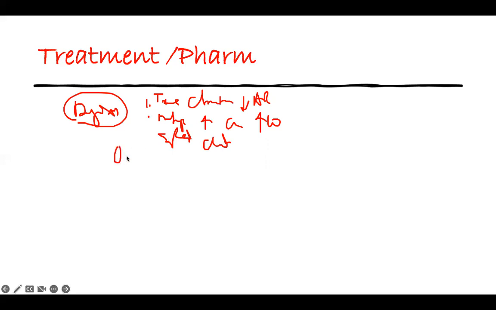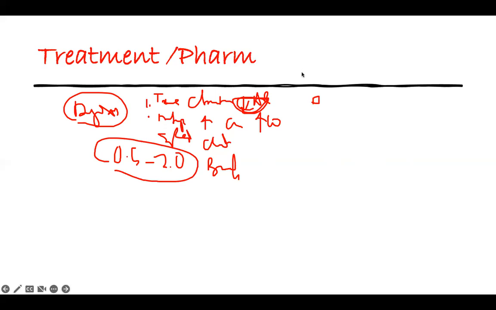It has a very narrow therapeutic level, 0.5 to 2. So it's a very dangerous medication, very narrow. And it causes bradycardia because you lower the rate. Because of that, there's a bunch of teaching you need to know. It causes bradycardia and it can cause a heart block, slowing down the heart. So patients need to take their apical pulse for 1 full minute when they take digoxin.